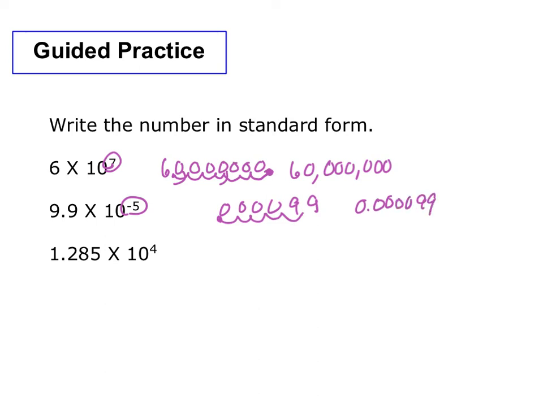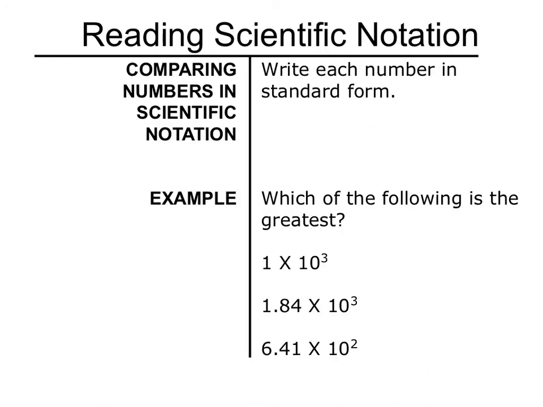And the last one, I have 1.285 times 10 to the 4th. So let me write my factor down. 1.285, and I'm going to move it 4 places to the right. So 1, 2, 3, 4. And I only needed to add 1 zero as a placeholder here. So I get 12,850.